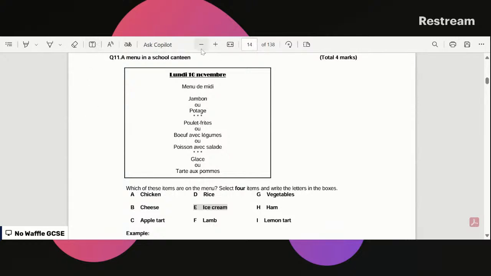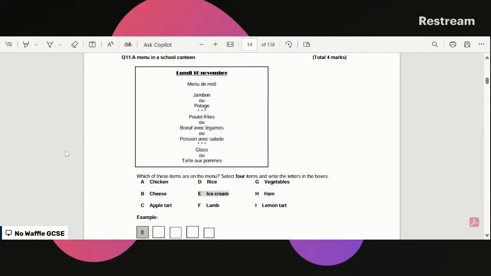Menu in the school canteen. Okay, this is about food. Which of these items are on the menu? Select 4 items and then write the letters in the box. So what do you see here? Which of these are on the menu? Okay, so hopefully that gives you enough time to look at it.